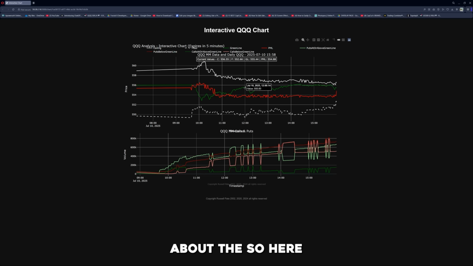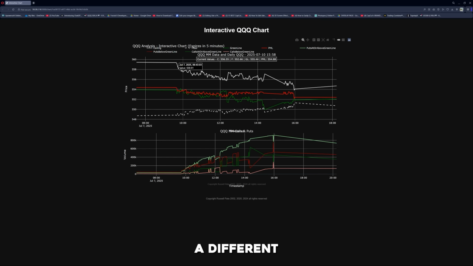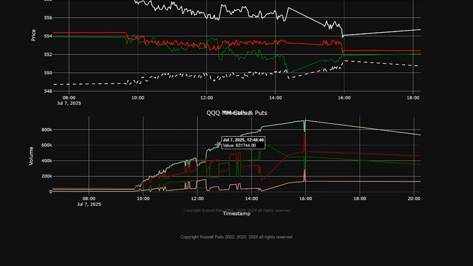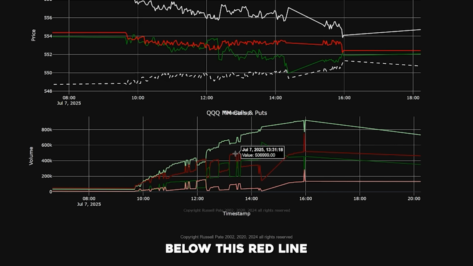Now we can talk about the OMM. So here I used a different session, okay? This session I wanted to show you the OMM. So remember what I mentioned about the puts below, puts above, calls below? This lime green line is the puts above. And when the puts above are greater than the puts below, what is the puts below? This red line right here. That is the puts below.